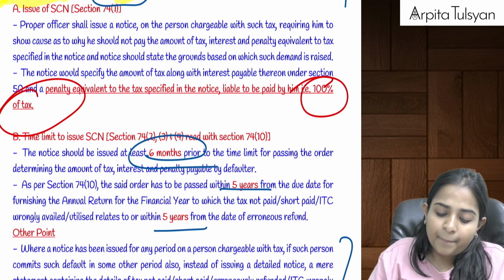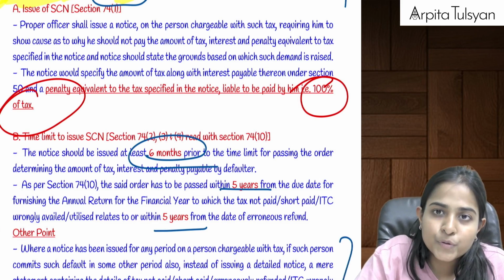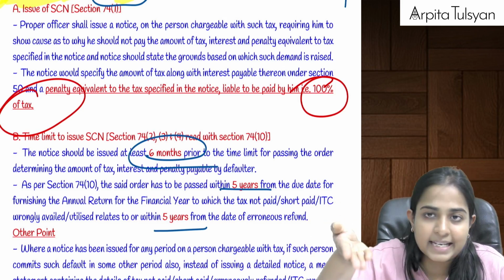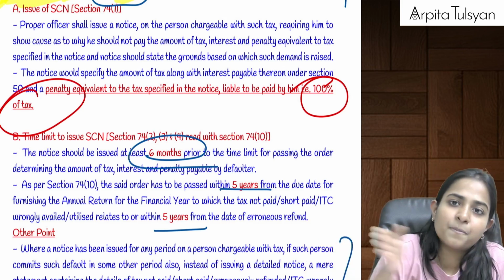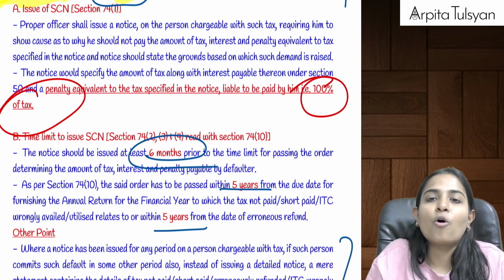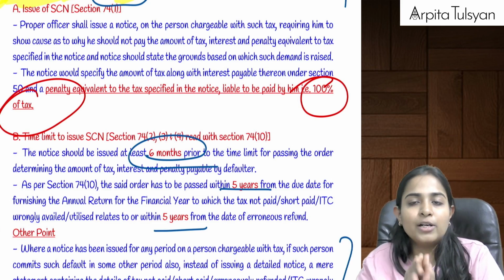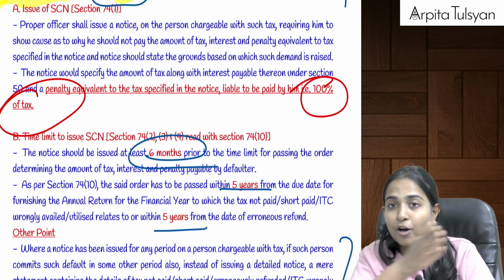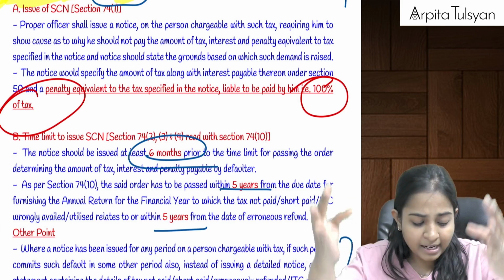If you are doing the payment, before that also, there will be a particular time period for issue of show cause notice. Show cause notice should be issued 6 months prior to the date of passing the order under section 74. Whenever the time limit for passing the order under section 74 expires, 6 months prior to that, show cause notice should be issued. Now what is the time period for passing the order under section 74? There it was 3 years, here it is 5 years. 5 years from the due date of filing the annual return or 5 years from the date of erroneous refund. This is the time period for passing the order under section 74, and 6 months prior to that, show cause notice should have been issued.